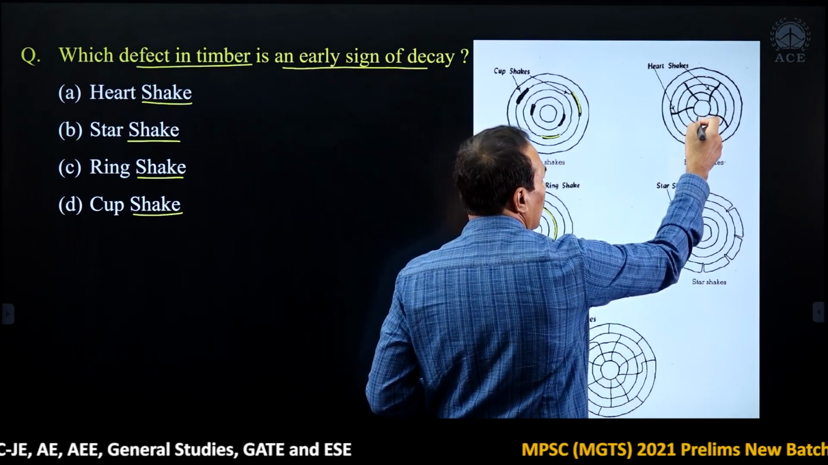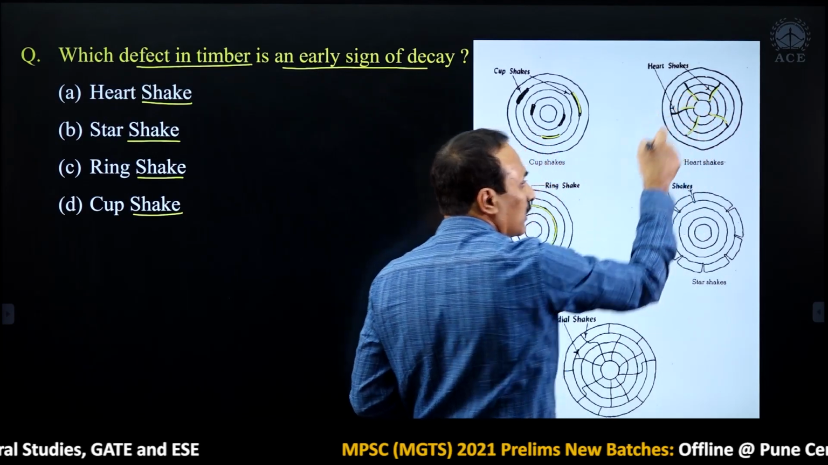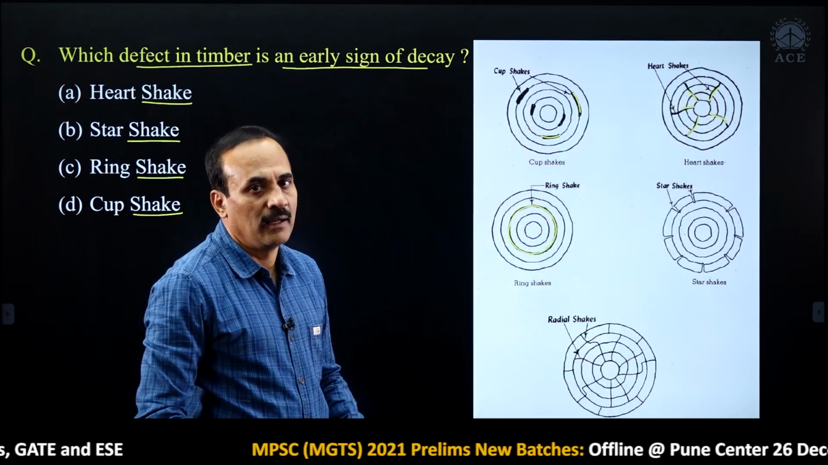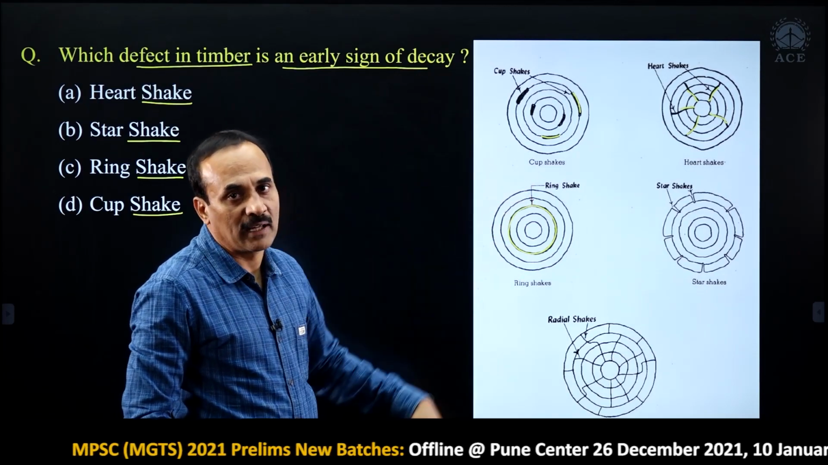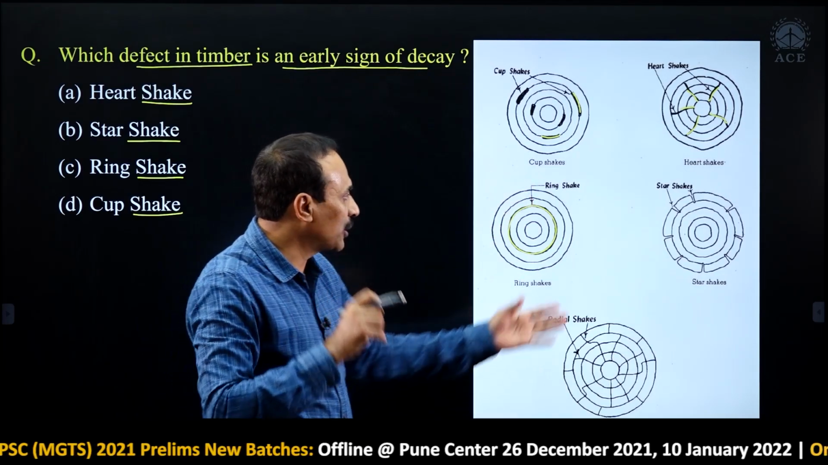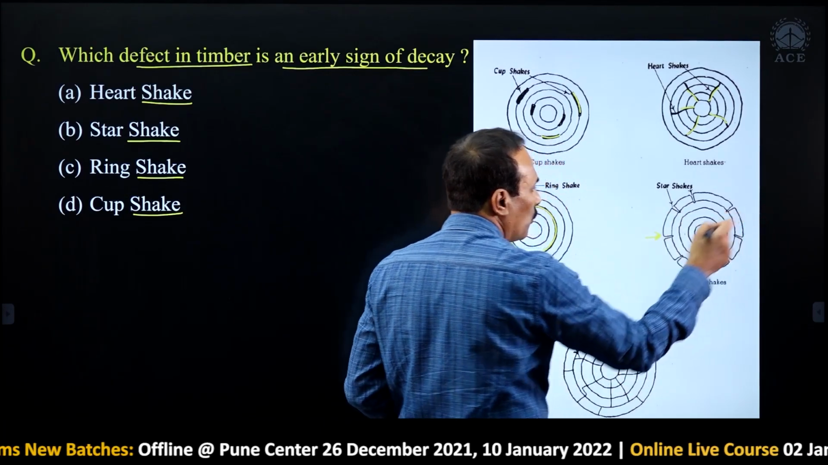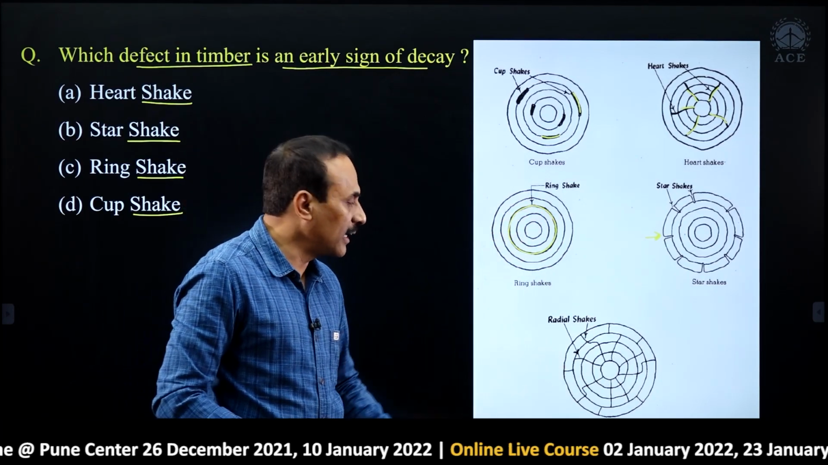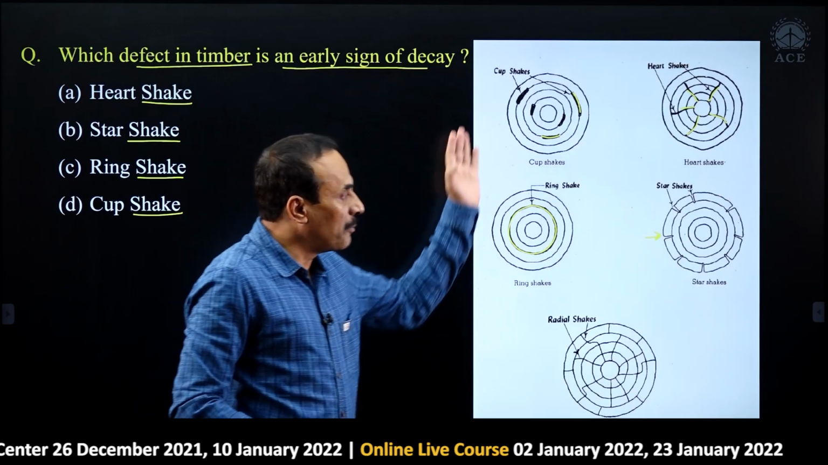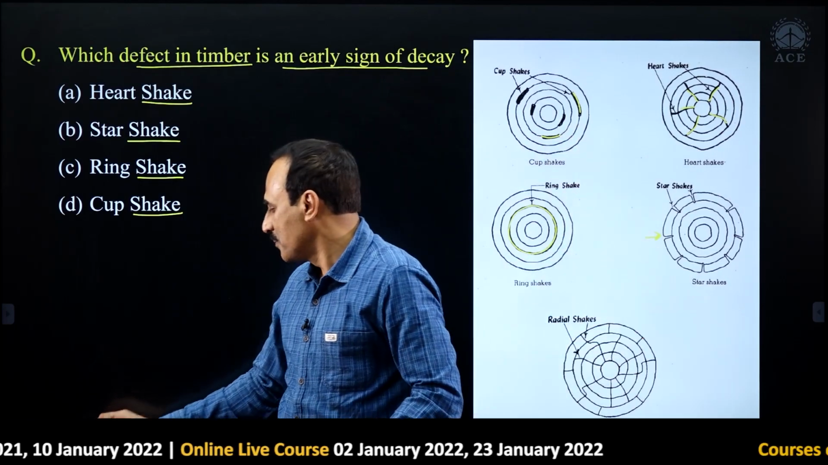Heart shake is the radial cracks coming from the heartwood to the bark. From inside to out, the crack will be expanding. And star shake is the wide crack outside. As you go inside, the crack is reducing like that. These are all radial shakes. So among all, the star shake can be seen from outside.